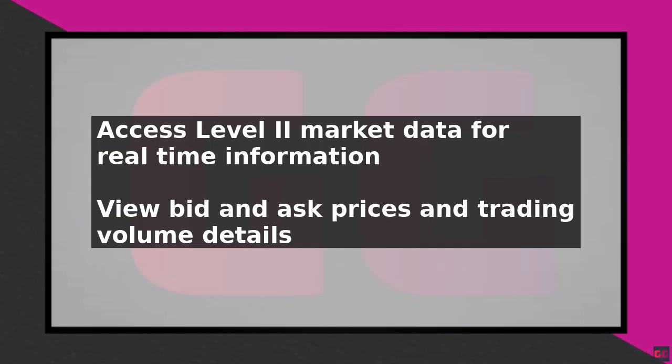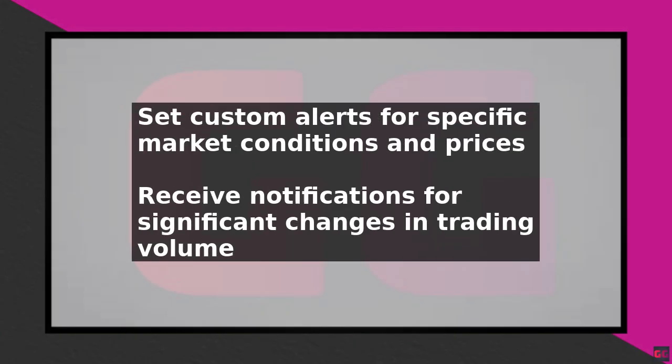Another key feature of Robinhood Legend is the ability to set custom alerts. These alerts can be set up to notify you when certain market conditions are met, such as when a stock reaches a certain price or when there is a significant change in trading volume. To set up a custom alert, navigate to the stock page and click on the Alerts option.